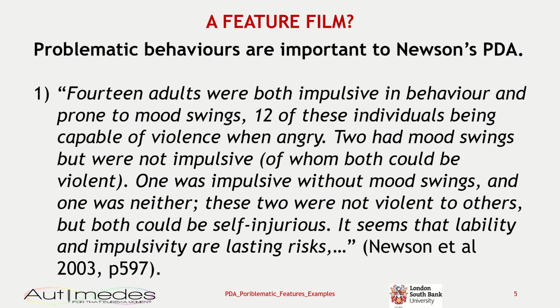12 of these individuals were capable of violence when angry. 2 had mood swings but were not impulsive, of whom both could be violent. 1 was impulsive without mood swings and 1 was neither. These 2 were not violent to others but both could be self-injurious. It seems that lability of mood and impulsivity are lasting risks.